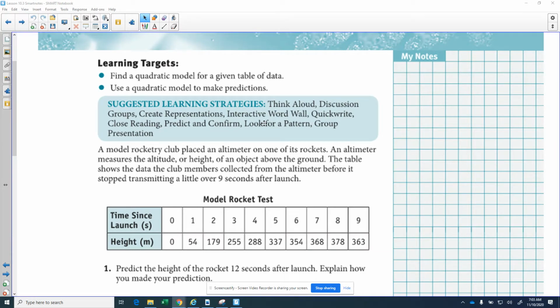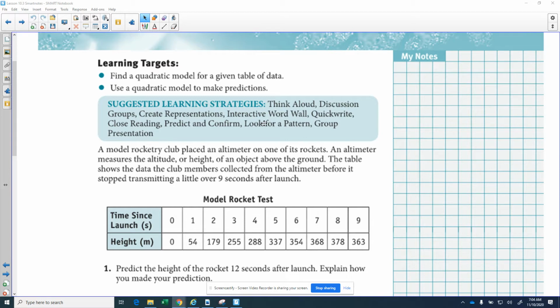What we've got going on for today is we're going to be doing something called quadratic regression, okay? The idea of quadratic regression is basically we are going to turn a set of data into a quadratic equation, okay? So here's kind of the idea of this.